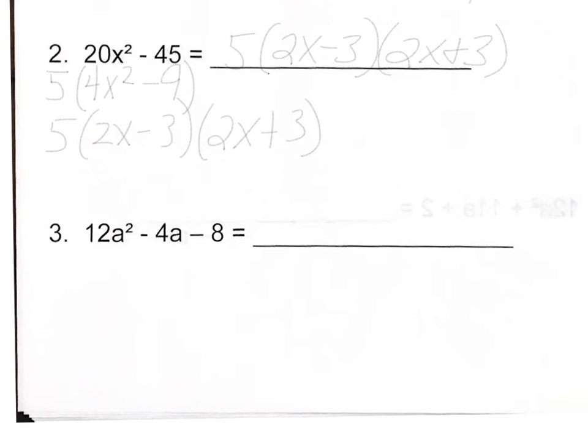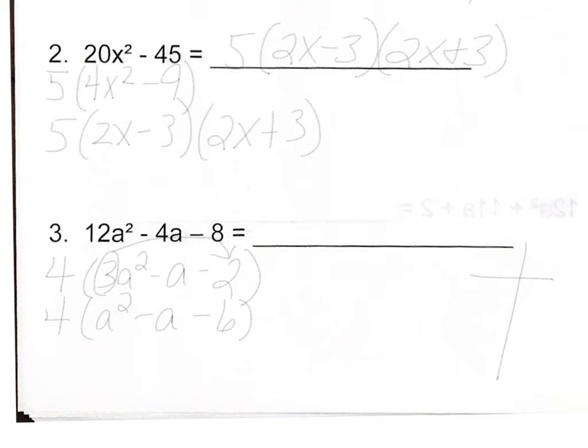Let's go on down to number 3. Hopefully you're getting these pretty quick now. We can factor out a 4 because 4 will go into 12 and 4 and 8. So we have 3a squared minus a minus 2. We've got to get this as a squared by itself. So 3 times negative 2 is negative 6. So a squared minus a minus 6.